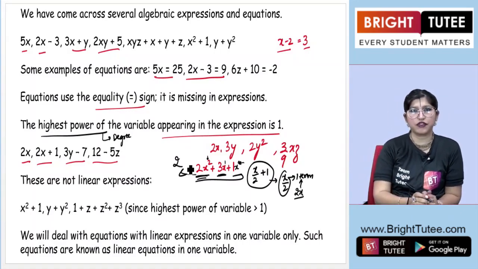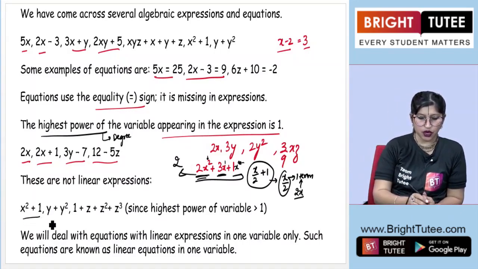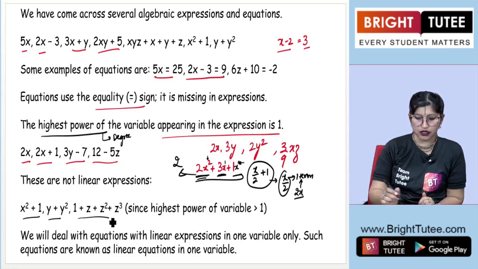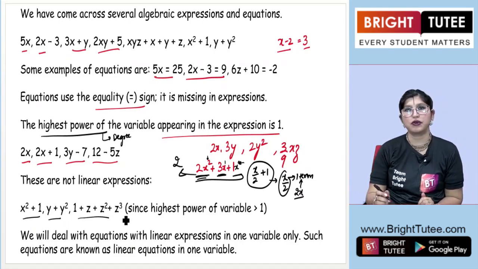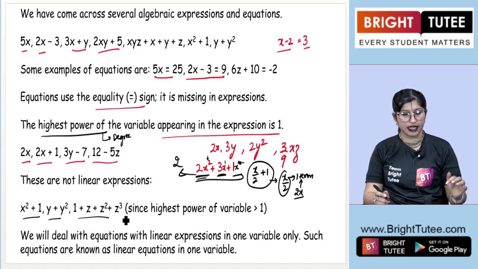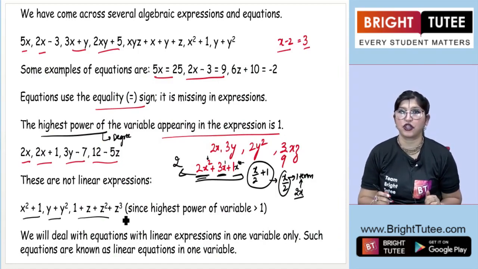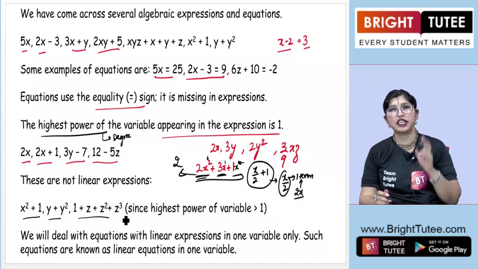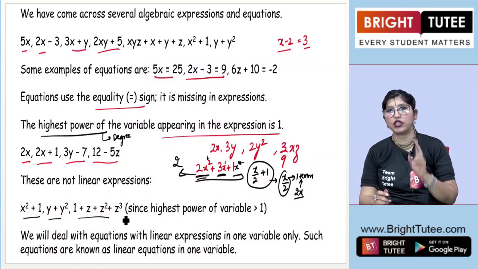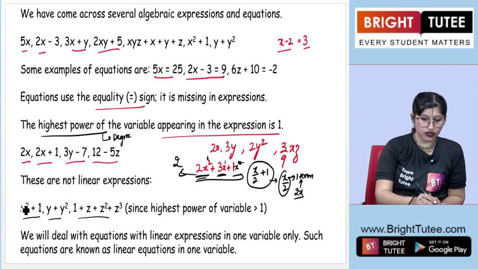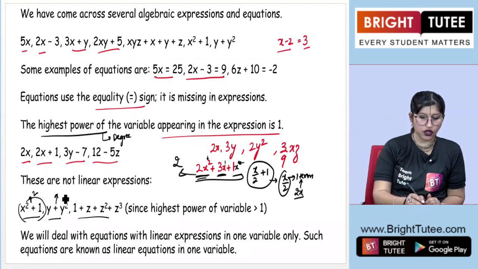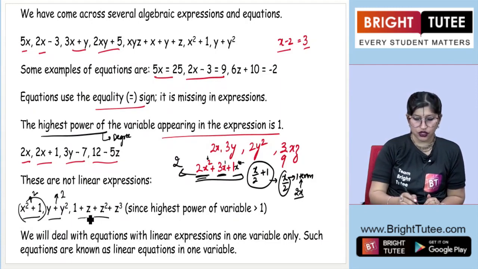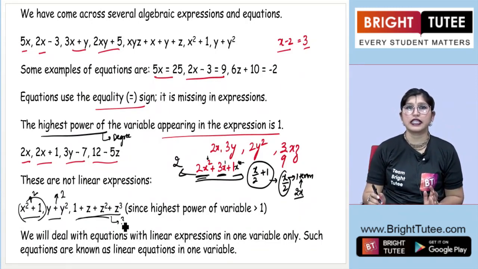Now let's say if we take a few examples, x square plus 1, y plus y square, 1 plus z square plus z cube. We cannot say that these are linear expressions. Why? Because for a linear expression, we need degree as 1 only, not more than 1. If I check over here, the degree of this expression is 2. The degree of this expression is 2. The degree of this expression is 3. So we cannot say these are linear expressions.